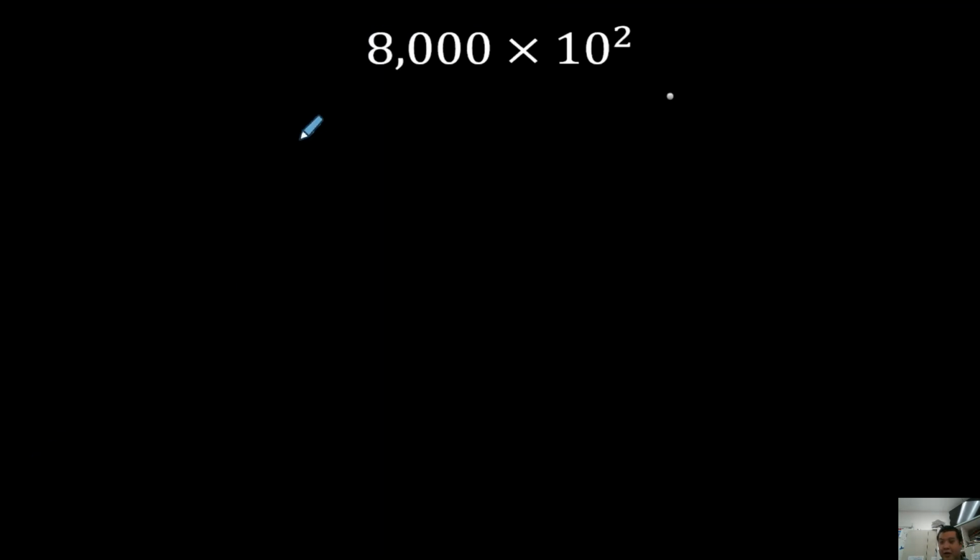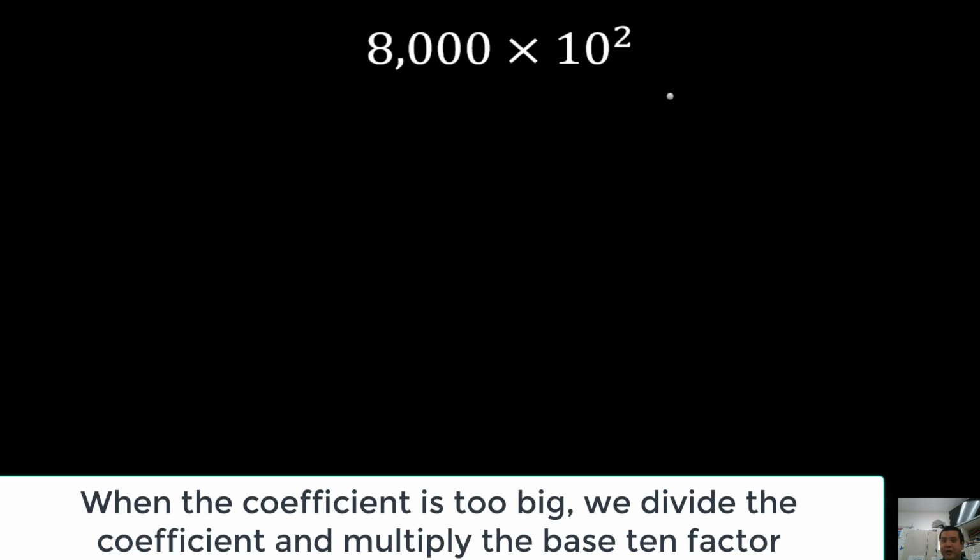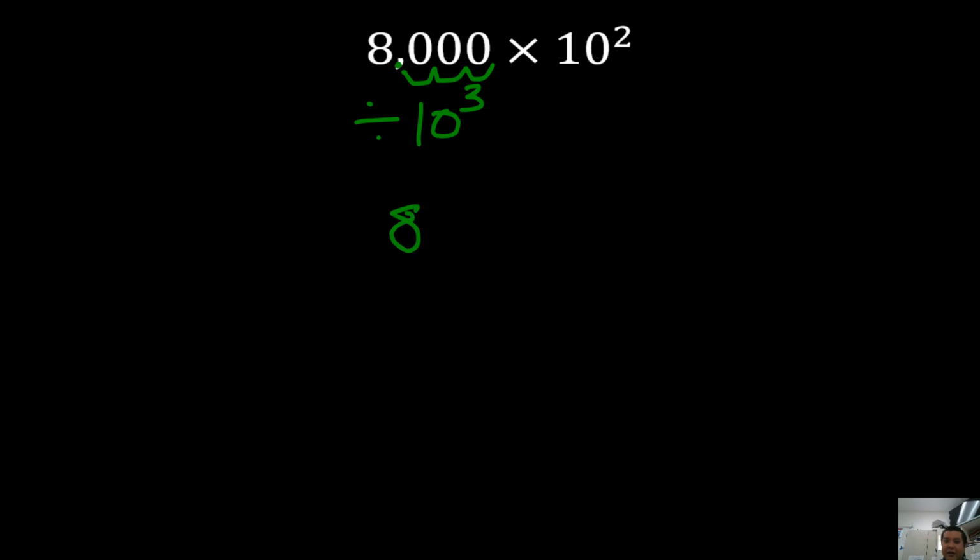We're going to rewrite this one in scientific notation. Okay, the coefficient right now is too big by 3 zeros, so we're going to divide it by 10 to the third, because we want to move the decimal place back 1, 2, 3 to put it right here. Okay, that gets us 8 down here, but in order to keep the same value, we have to multiply the base 10 part by 10 to the third, and 10 to the second times 10 to the third is 10 to the fifth. And now this is in scientific notation.